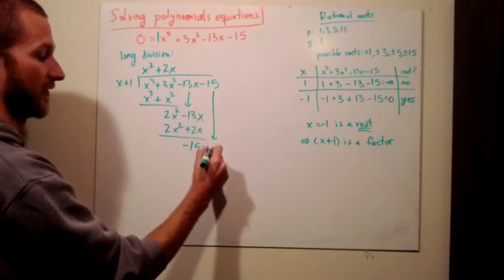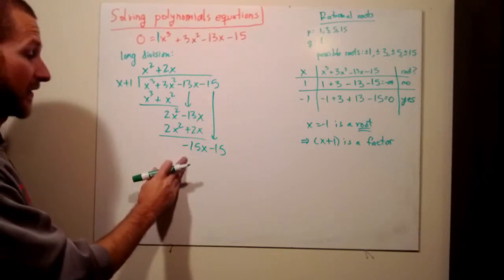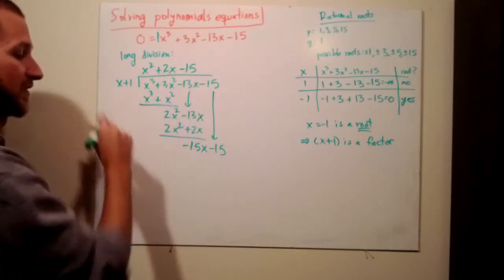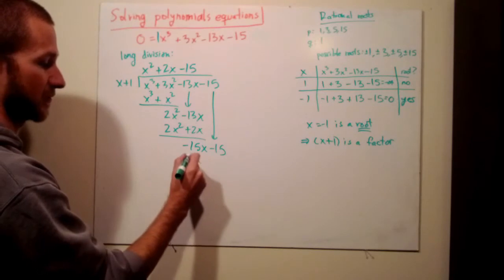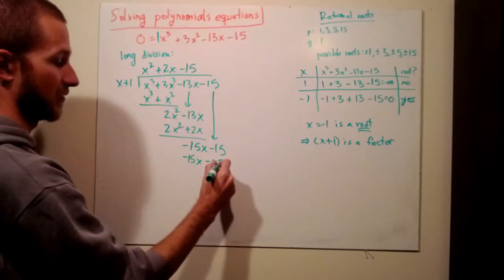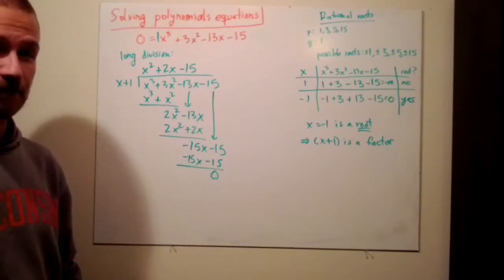Negative 13x minus 2x gives me a negative 15x. Drop down the negative 15. Compare x and negative 15x to give me a minus 15. Minus 15 times x is minus 15x. Minus 15 times 1 gives me a minus 15. Those are the same, so it comes out to 0.